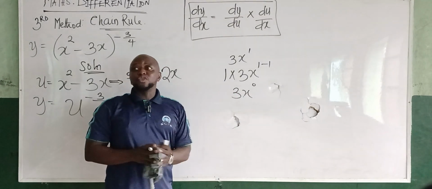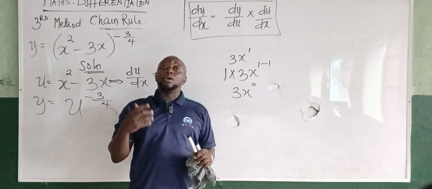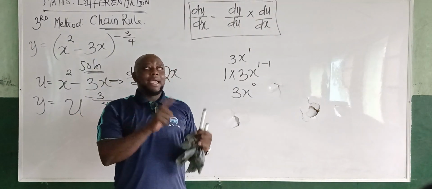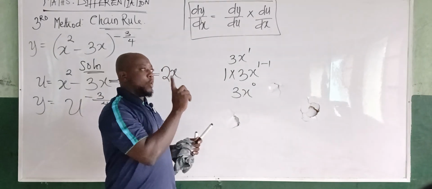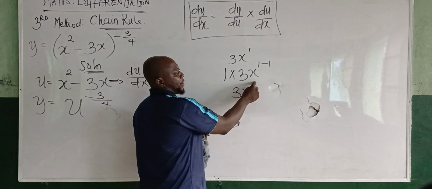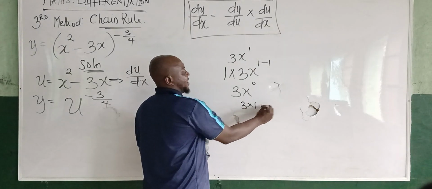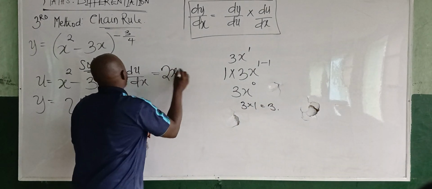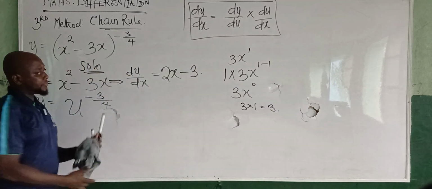By the rules of indices, we say any letter or number raised to the power of 0 gives you 1. So from this point now, x raised to the power of 0 will give us 1. So that becomes 3 times 1. My variable becomes 3. So here, I'm going to put minus 3 here. So this is what I'm having here.